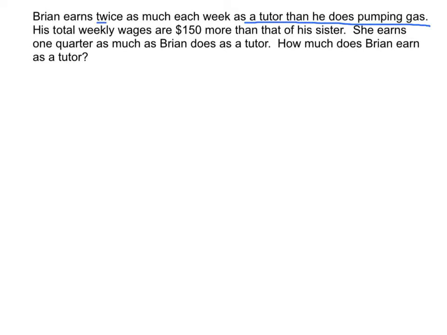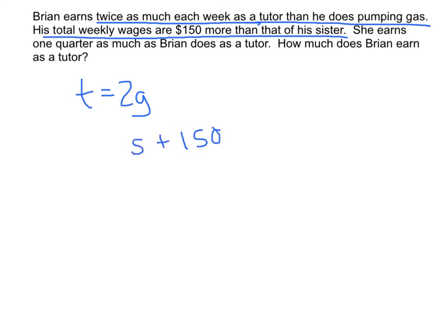So if he earns twice as much as a tutor, that means he earns more as a tutor. So his tutoring has to be double the amount from pumping gas. His total weekly wages are $150 more than that of his sister. So I'm going to add $150 to what his sister earns, and this represents his weekly wage.